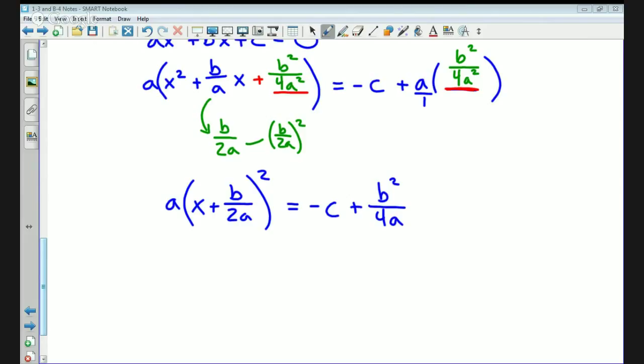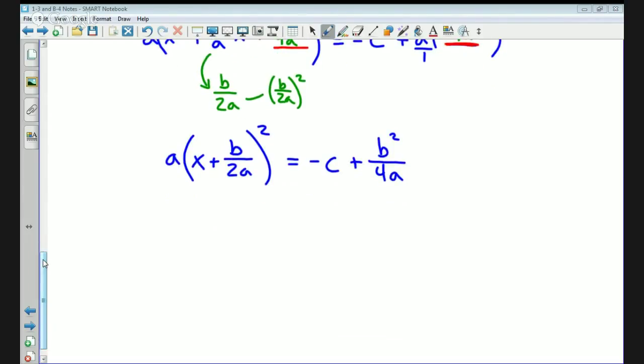And now at this point, I'm going to divide out by another a. So we'll have x plus b over 2a all squared equals, if I divide the whole thing by a here, I'll have 1 over a. And when you divide by something, it's equivalent to multiplying by 1 over that something.